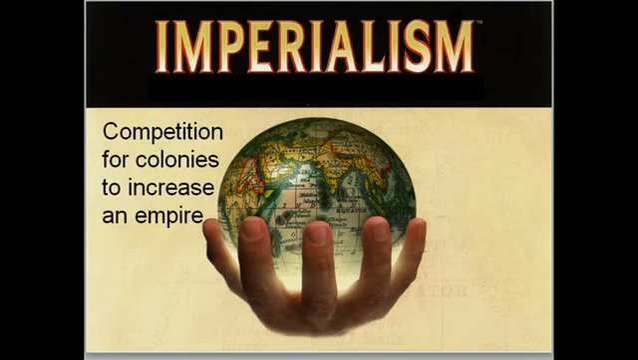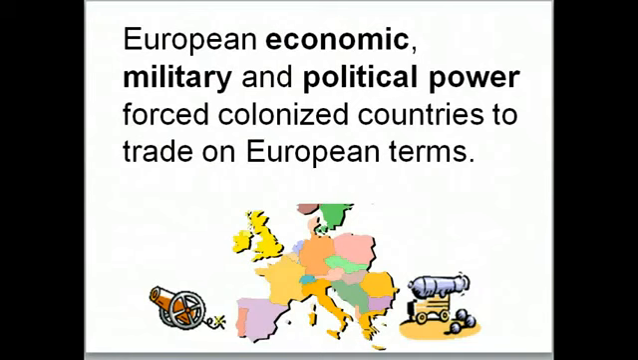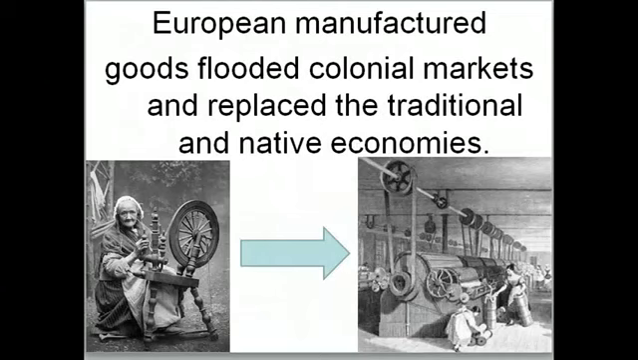And how they do this is they're going to use their economic, military, and political power to force the colonized countries or colonies to trade on European terms. So they're making sure that because they're stronger and Africa is weaker, the Africans don't have a choice but to pay higher prices than what the Europeans would pay. Things like that. And then we're also going to see European manufactured goods flood the colonial markets, and this is going to replace all of those traditional and native economies.